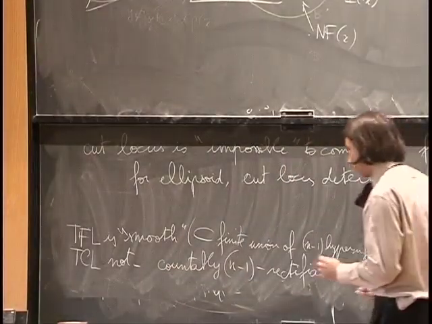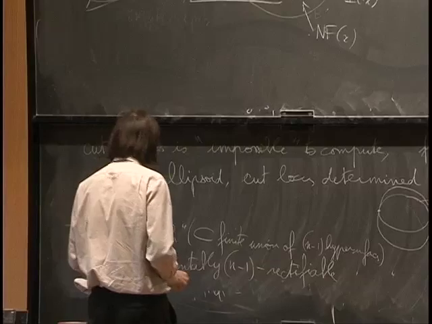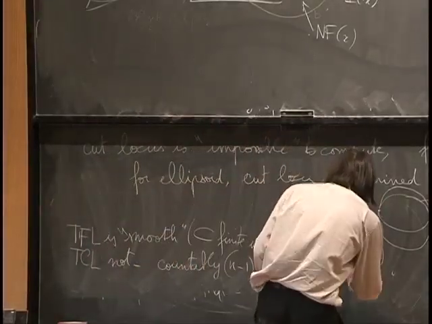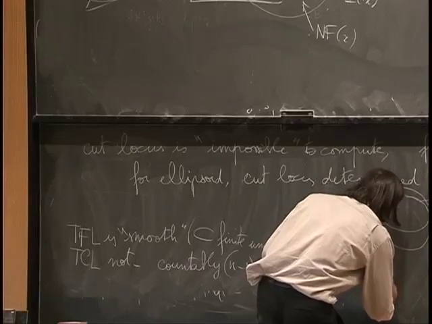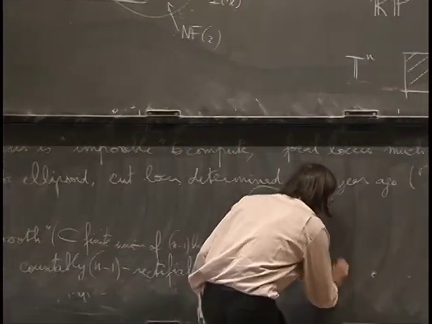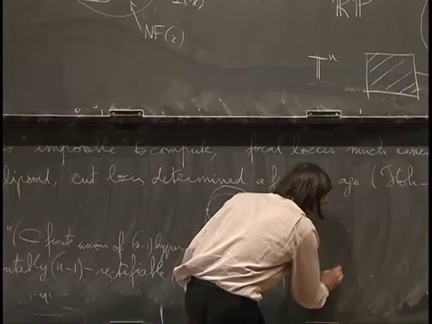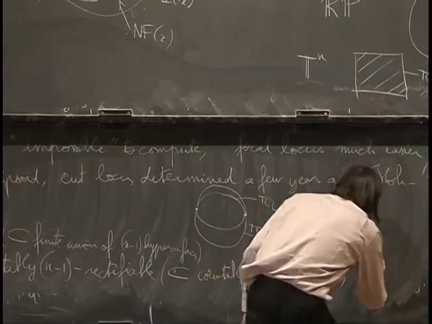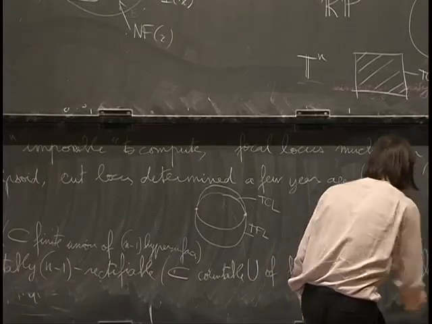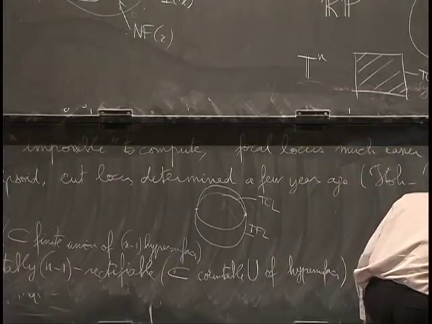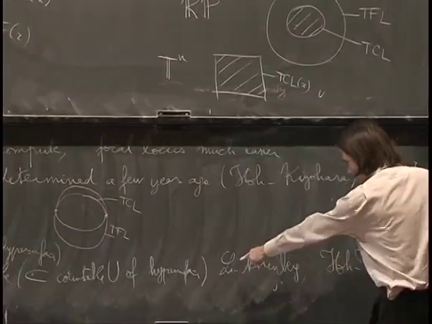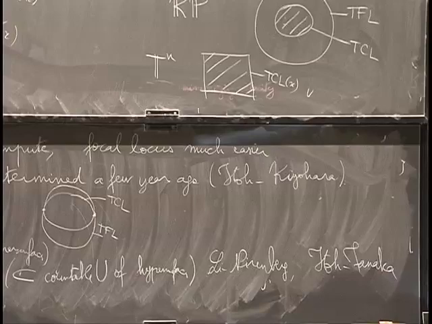Manifold compact. TCL is countably n minus 1 rectifiable, so it's included in a countable union of hypersurfaces. And these are recent results, I mean a few years ago again, by Li and Nirenberg and by Ito and Tanaka. This is Yan Yan Li from Rutgers.